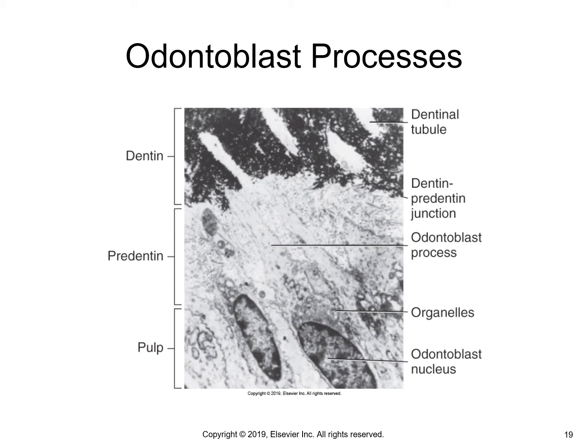In this image you can see where pulp is located at the bottom. And we've got the odontoblast, the base of the odontoblast cell, nucleus, its organelles, and the process that we were talking about, and that is where the predentin is being secreted. And then on up, it calcifies and becomes dentin. You can see the dentinal tubules here. The DEJ is where the light and dark materials meet.